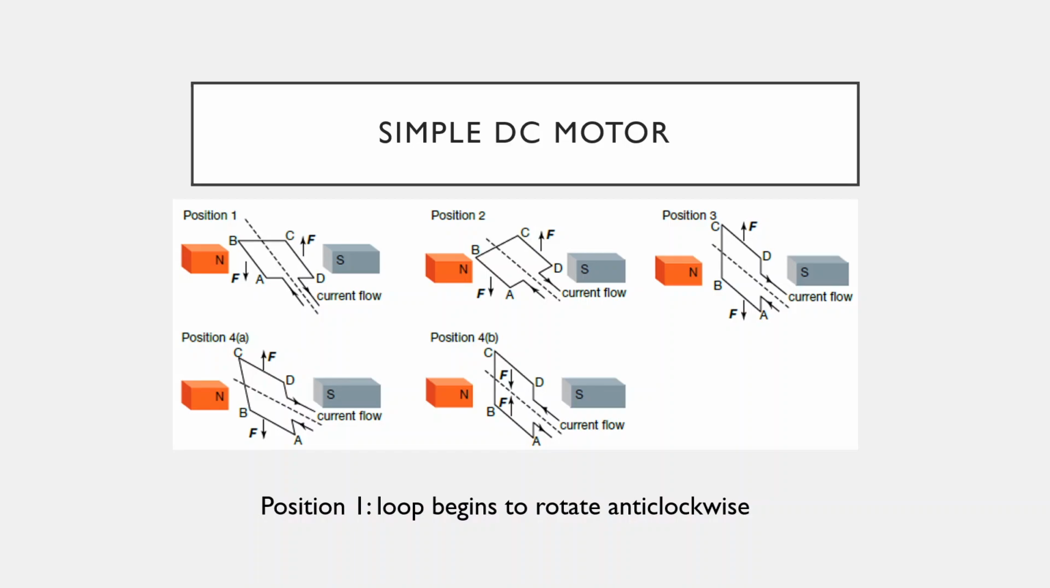Again, using your slap rule, just remember, field lines go from north to south, so the field is going to the right in each of these diagrams. Use your slap rule. Figure out which way the forces are going to be pointing on each side of your coil. You should see that the force on AB is down, the force on CD is up, which means that the coil is going to begin rotating anti-clockwise. So that's position 1 here. The coil begins to rotate anti-clockwise.